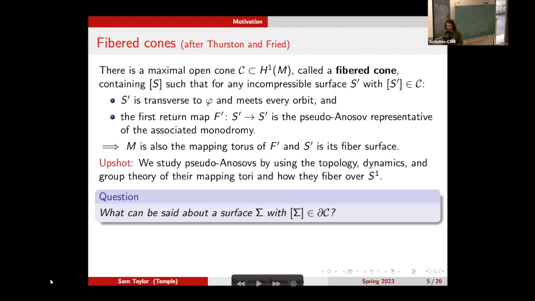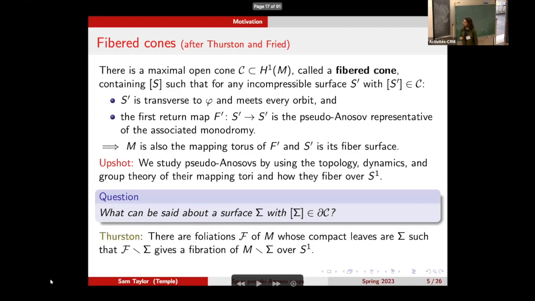gives you a way of representing the manifold as a mapping torus, and the manifold comes with this foliation by fibers. So a natural question to ask from this perspective is, what can you say about surfaces that are not in the interior of the cone, but just in the boundary of the cone? Part of the talk is going to be about the two questions I've asked so far, something about the boundary of the cone and something about infinite type surfaces. The theme of the talk is answering those two questions at once, which we'll see in the coming slides.